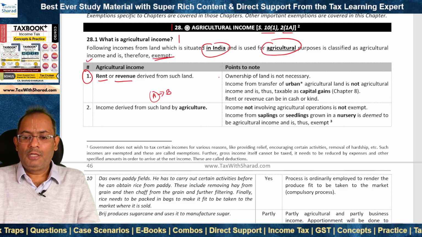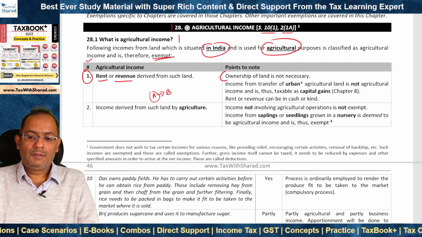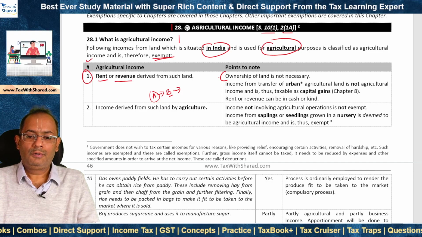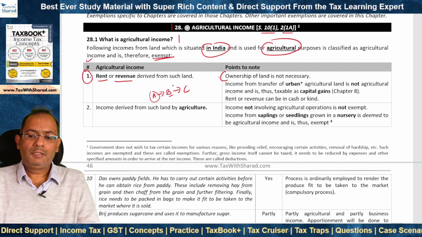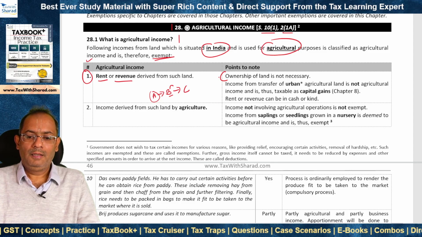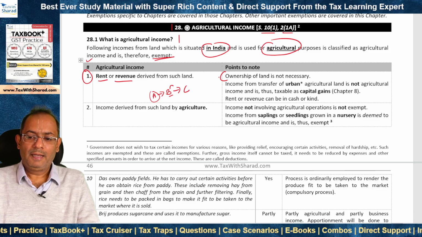We may note that ownership of land is not necessary. So if, for example, B, who doesn't own the land, further lets it out to C, the rent which is received by B is also agricultural income and is exempt from tax.